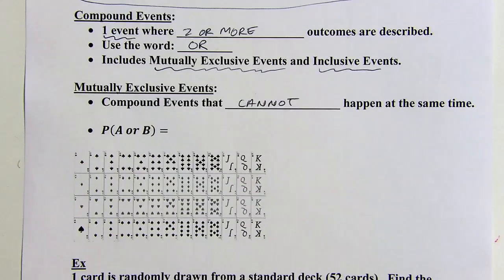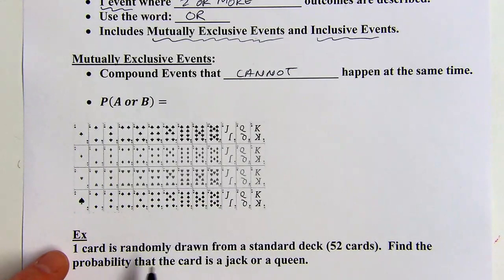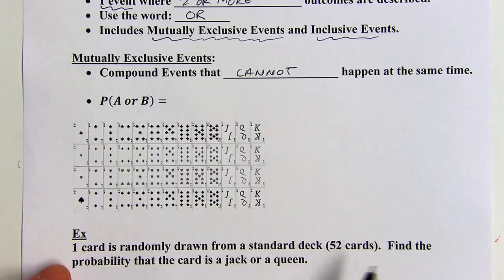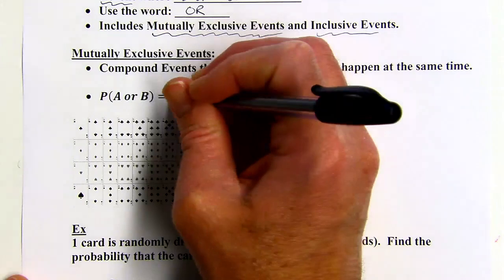If one card is randomly drawn from a deck, find the probability that the card is a jack or a queen. We've got this word "or." Well, you can't pull out a card that is a jack and a queen. Those things can't happen at the same time, which means they're mutually exclusive. You could have one or the other. You could have neither, but they're not both going to happen with the same card. So here's the formula.